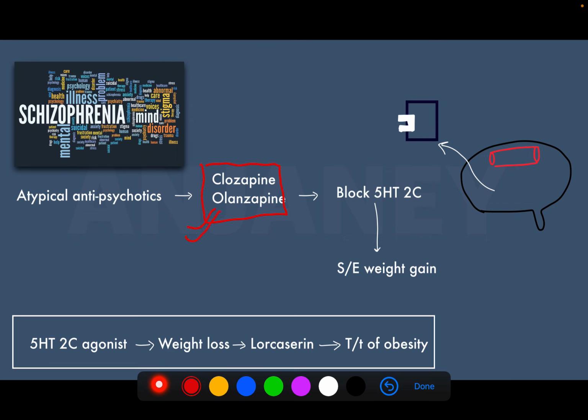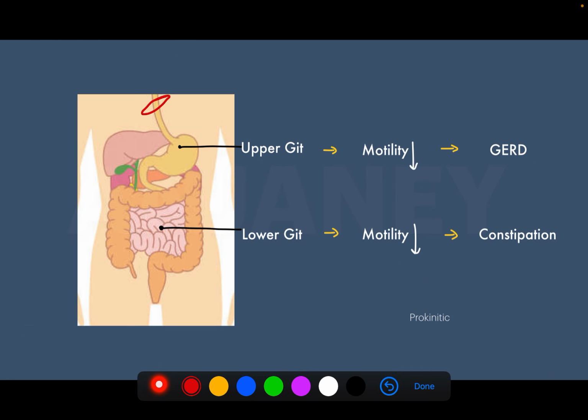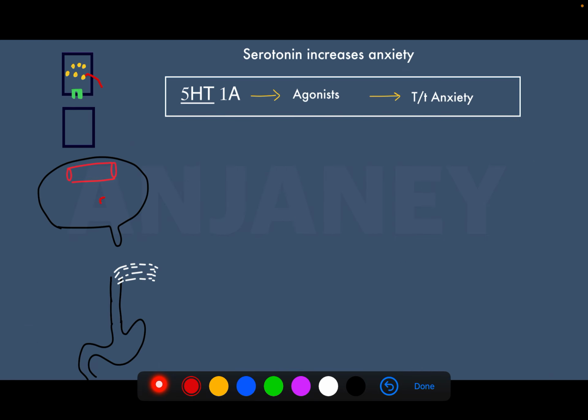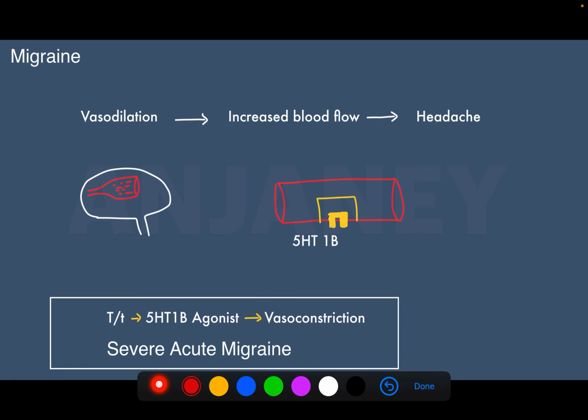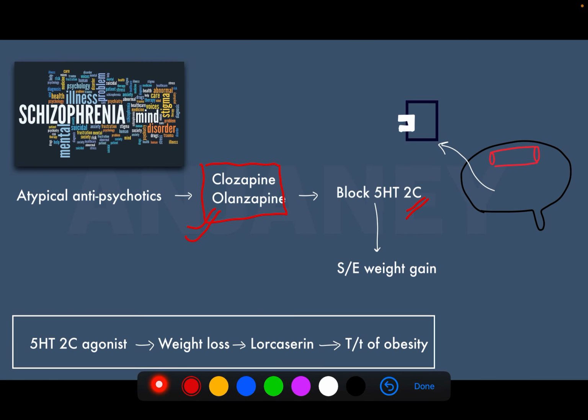So what this drug does is block the 5-HT2C receptor. Now which is this 2C receptor? This one at the center here, right? In the brain we have two receptors, right? So that's the 2C receptor. What they do is block this receptor, but the side effect is weight gain.